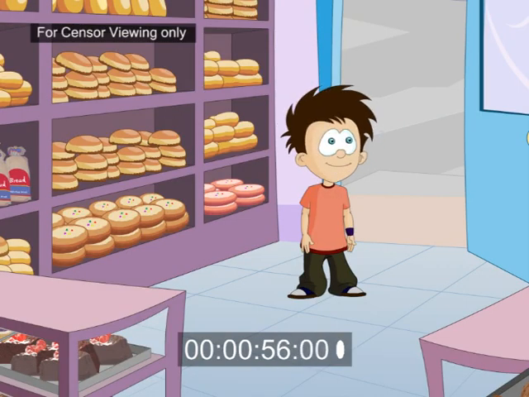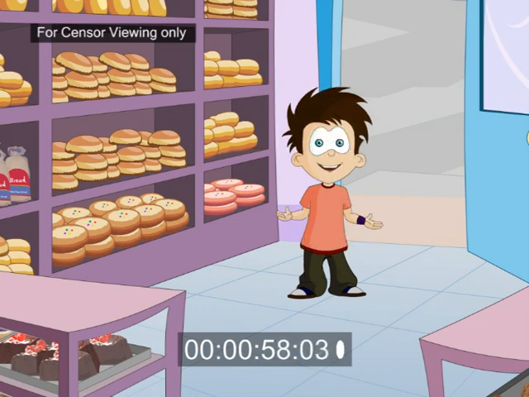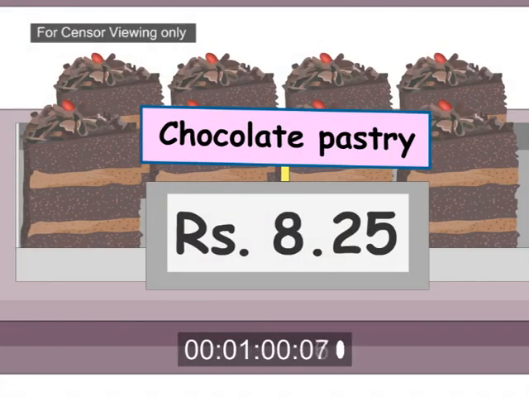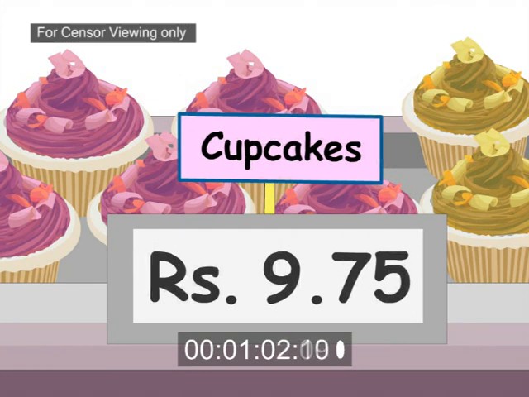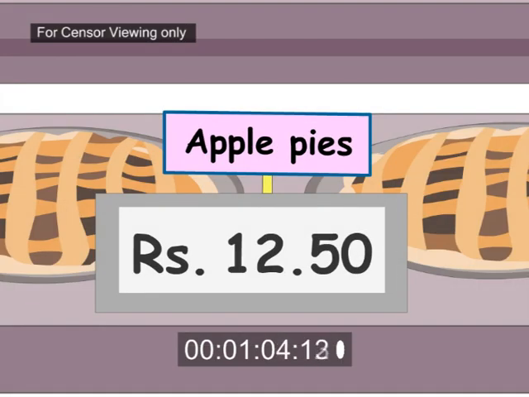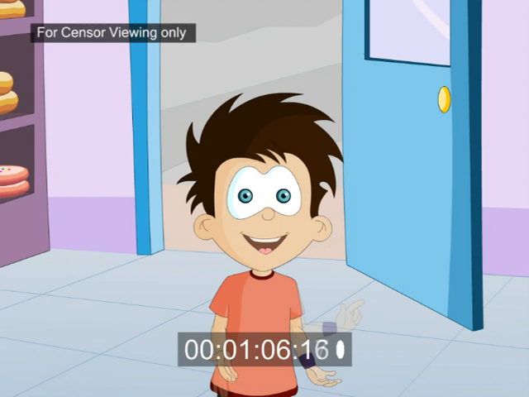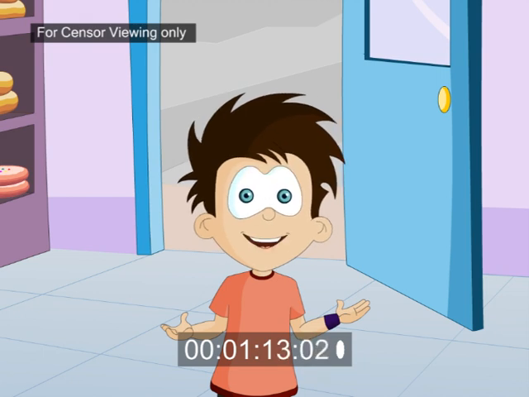Everything looks so yummy. What should I buy? These chocolate pastries? Or maybe those cupcakes? Or the apple pies? Oh no, I want to buy everything. I know. I'll buy one of each. I hope I have enough money.